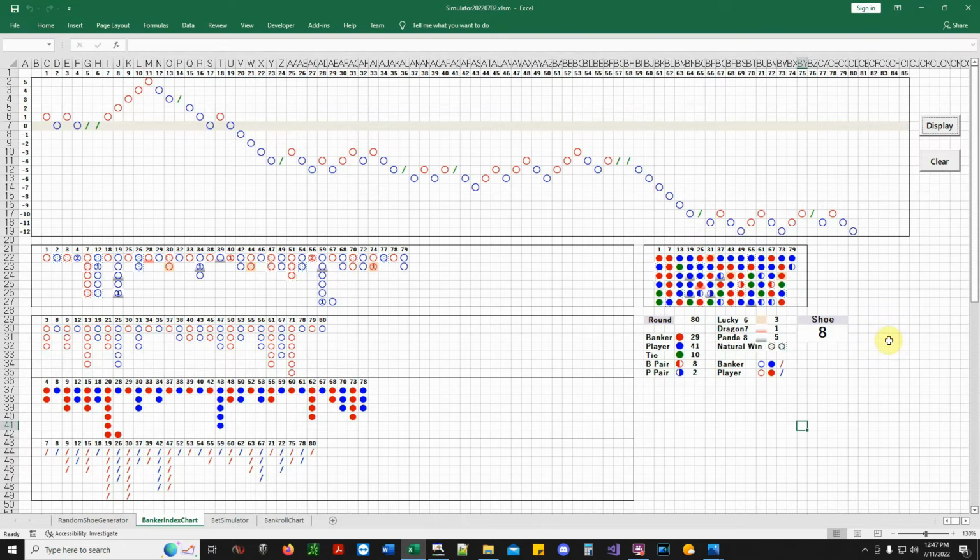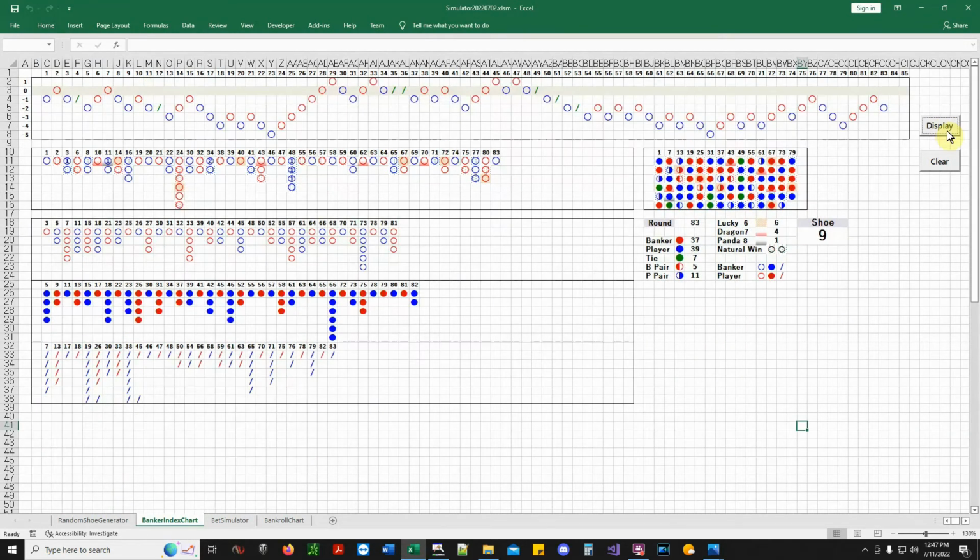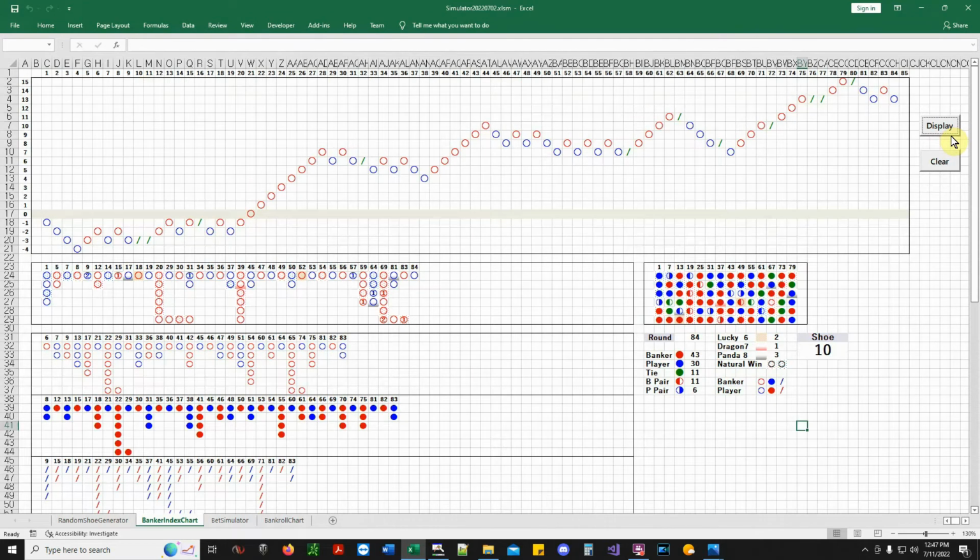in customizing a software package for Baccarat. Let's look at this shoe. Let's run a simulation here. Run a couple of sims just to get something random. This right here is a random shoe in Baccarat.